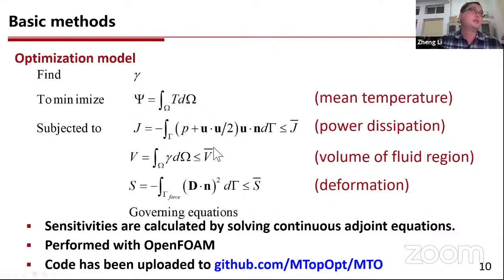Here is the optimization model. Basically, the objective is the mean temperature, and the constraints include the power dissipation, the volume of the fluid, and the deformation of the structure. The sensitivities are calculated by solving the continuous adjoint equations. These equations are actually very complex, so I didn't present them here. You can find them in our paper.